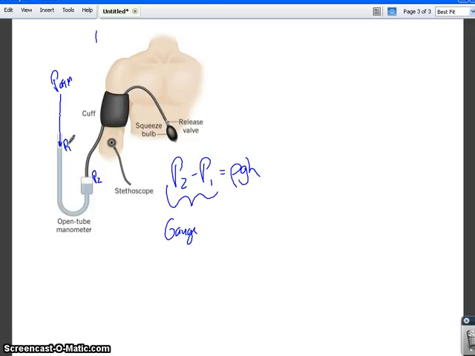So absolute pressure and gauge pressure are both related. Absolute pressure includes everything, and gauge pressure subtracts the atmospheric pressure because we just want to know what the pressure difference is above or below the atmosphere.